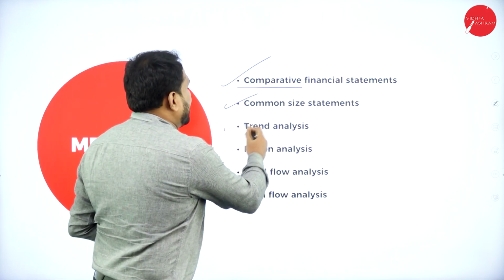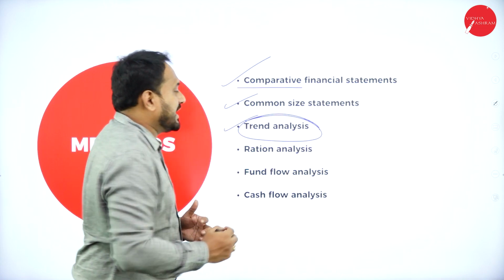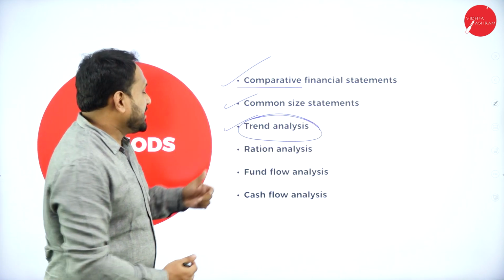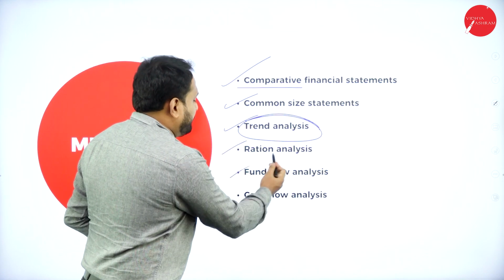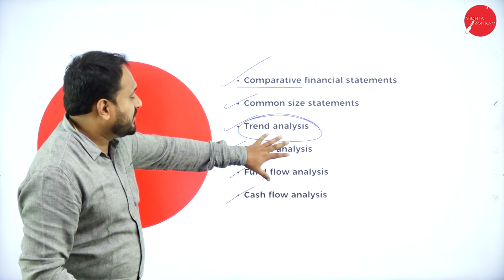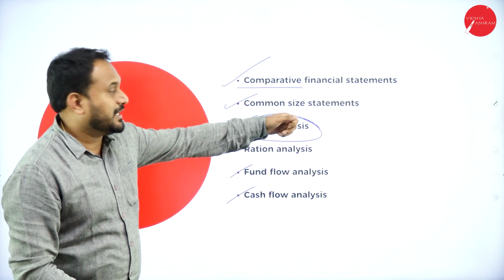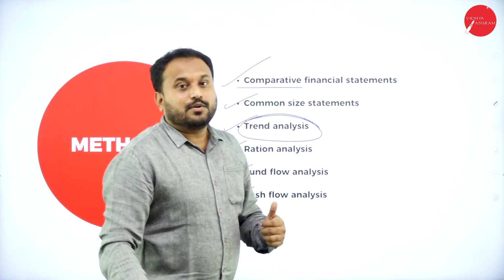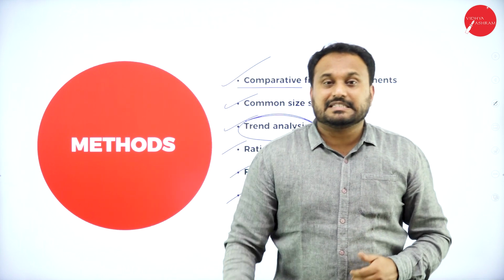Next we have trend analysis. Now, what exactly the trend is going on, right? That is the trend analysis. Next we have ratio, fund flow, cash flow. Now we will take ratio, fund flow, cash flow some other time. We'll go with comparative, common and trend. Okay. Now the first one is comparative statement.